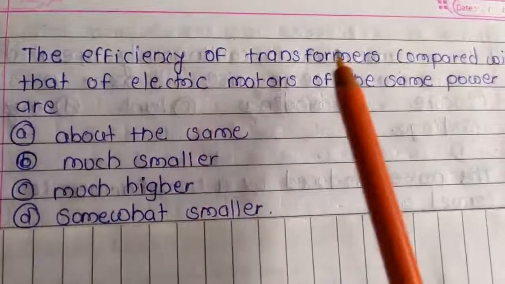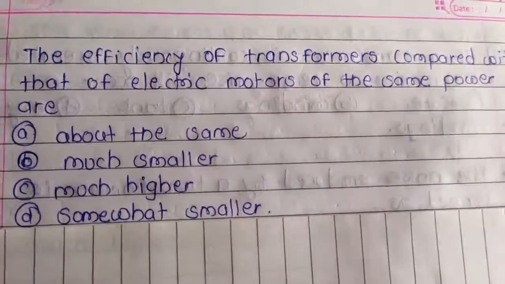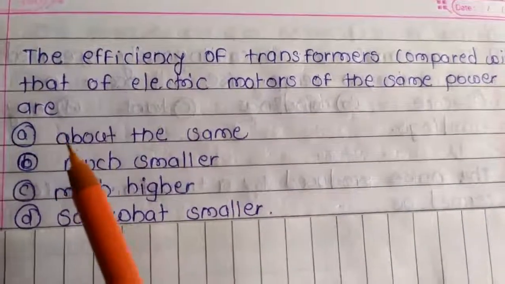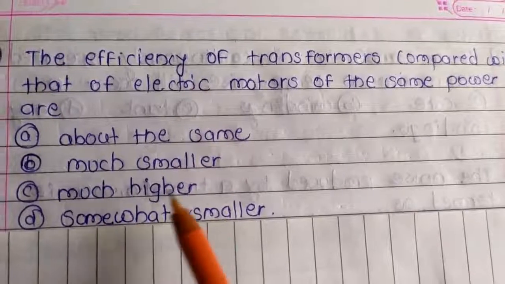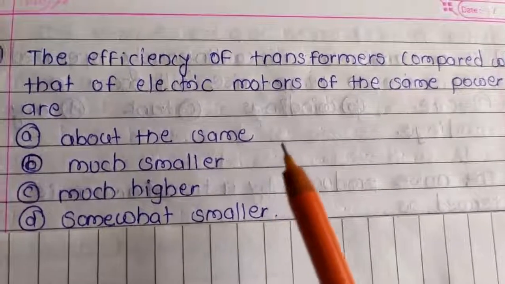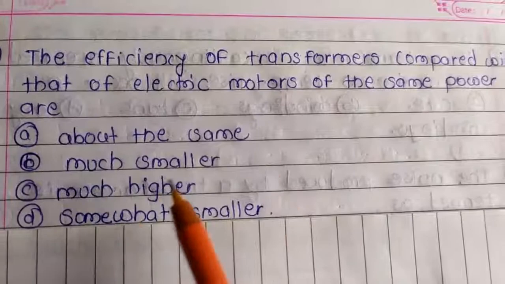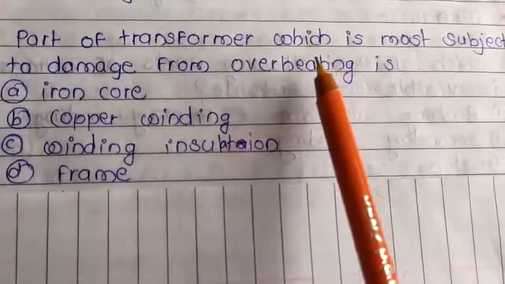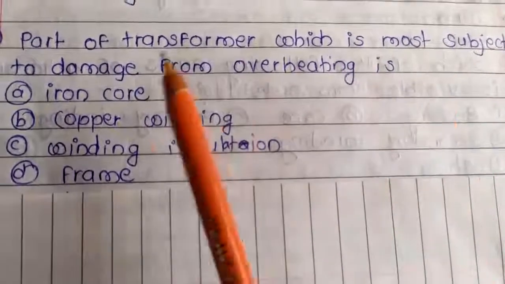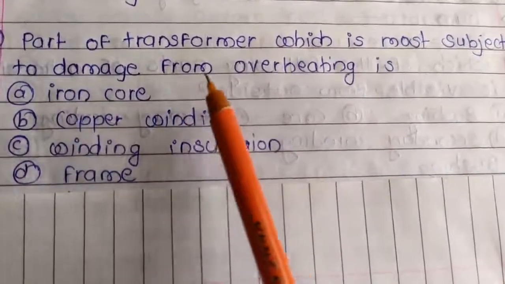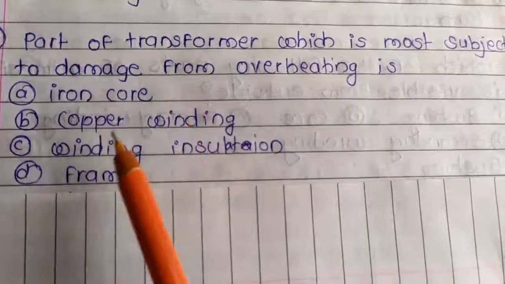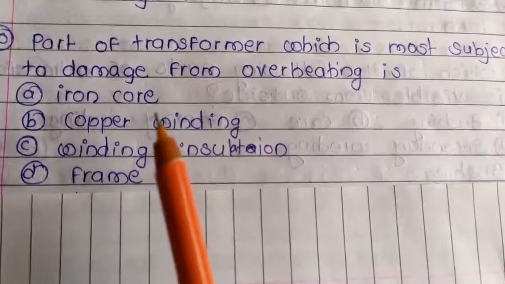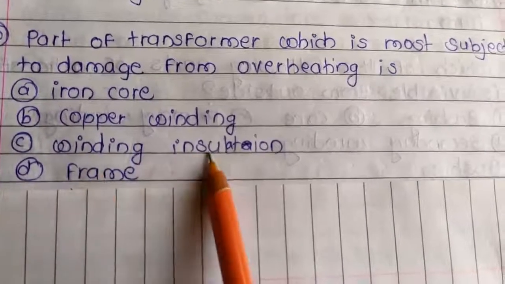The efficiency of a transformer compared with that of electric motors of the same power is about the same, much smaller, much higher, somewhat smaller. Answer is much higher. Part of a transformer which is most subject to damage from overheating is iron core, copper windings, winding insulation, frame. Answer is winding insulation.